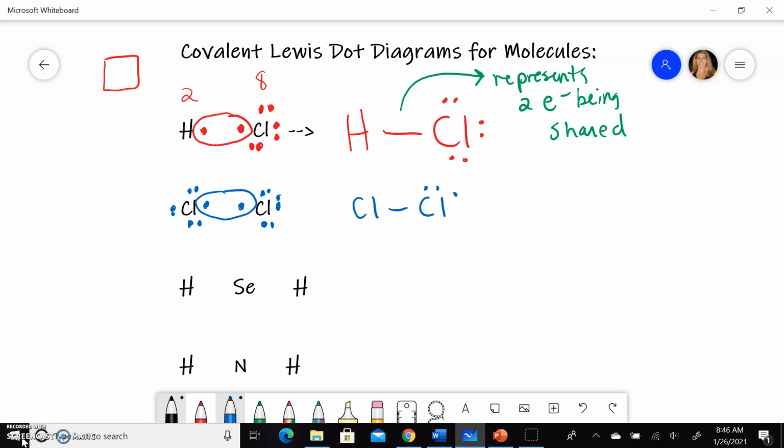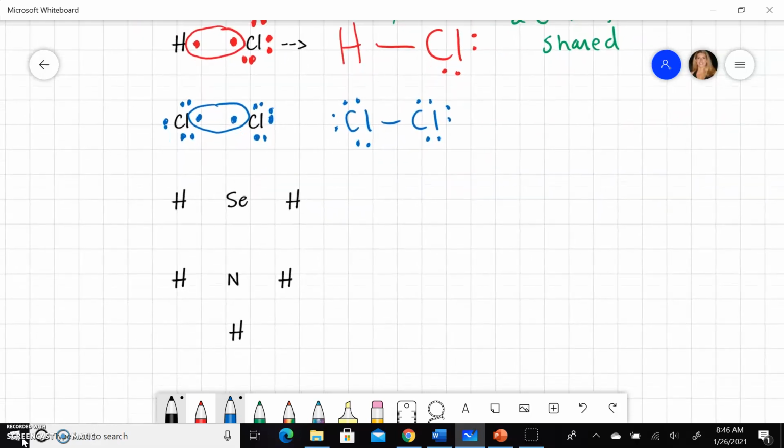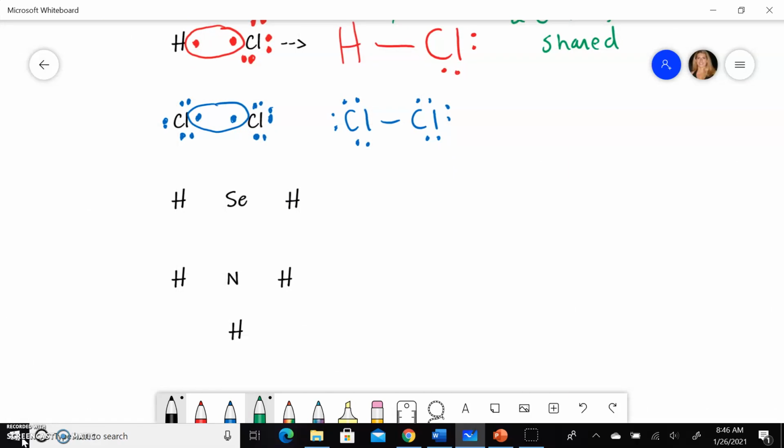It is important that you leave these dots on there. Don't get lazy with these dots, because you're going to learn in our next lesson that sometimes those dots affect the shape of the molecule. So you don't want to get too lazy and leave those off. All right, let's do another one.